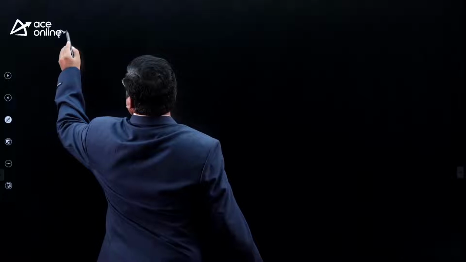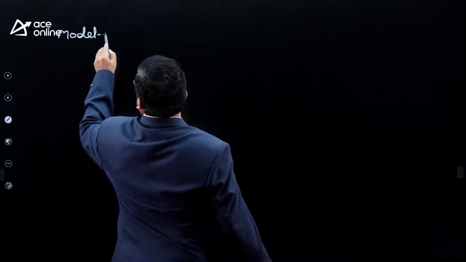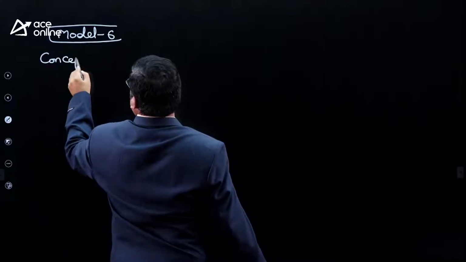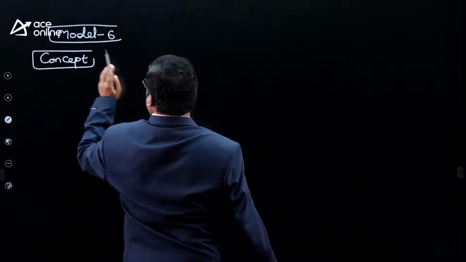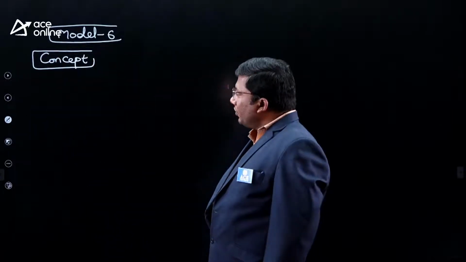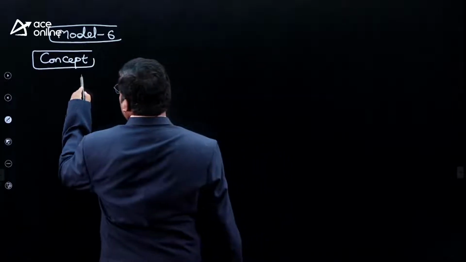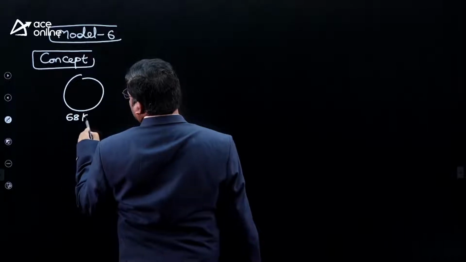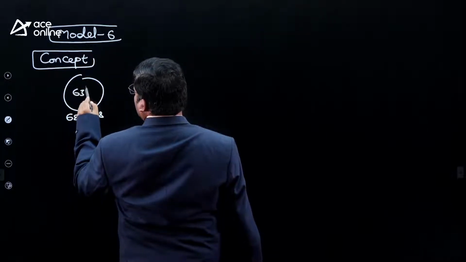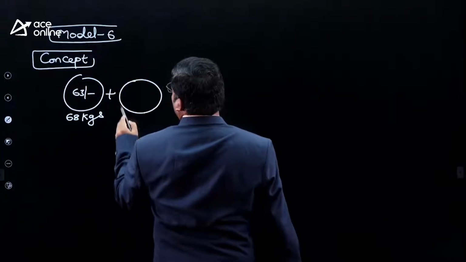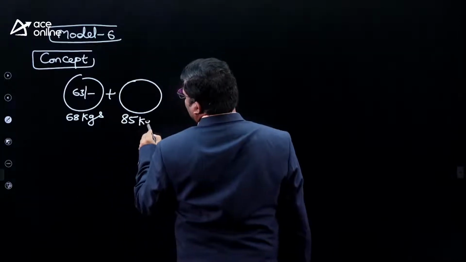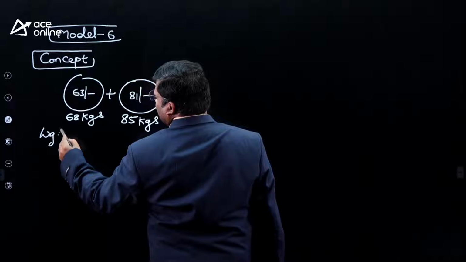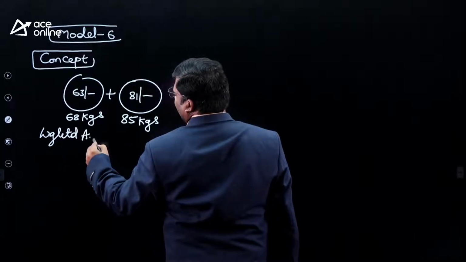Model 6. Listen carefully. First I will discuss the concept, then I will solve the question. Concept: 68 kgs of rice costing 63 rupees is combined with 85 kgs of rice costing 81 rupees. Find the weighted average.